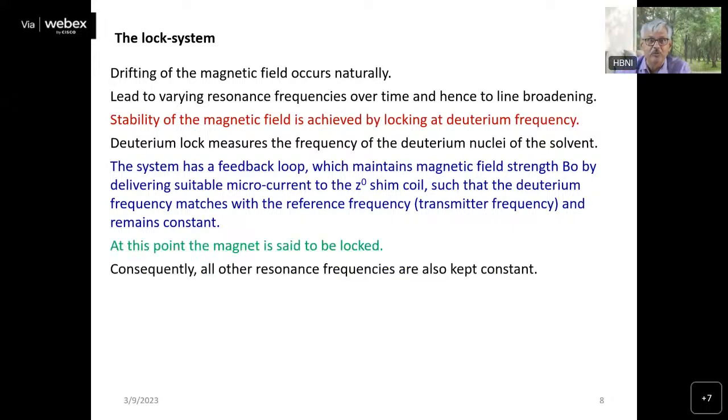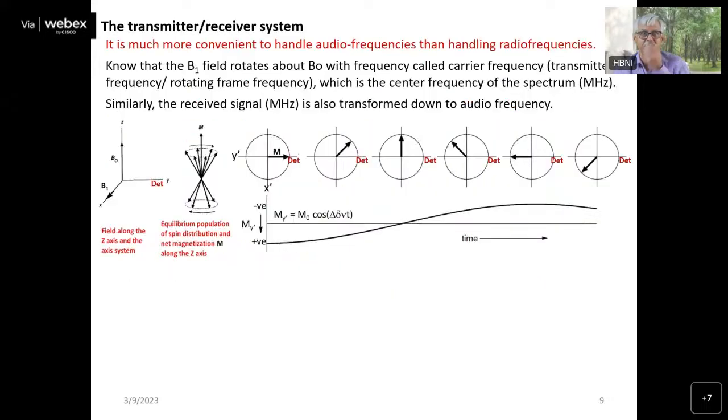Once the deuterium frequency is locked, at this point we call the magnet locked. That means the deuterium frequency is locked and the field is homogeneous for that particular frequency. Once the deuterium frequency is kept constant, automatically all other resonance frequencies are also kept constant. There will not be any change. That is the advantage of locking. If you don't lock, there will be a broadening of the signal. This is a very important thing: you need to lock the NMR machine.